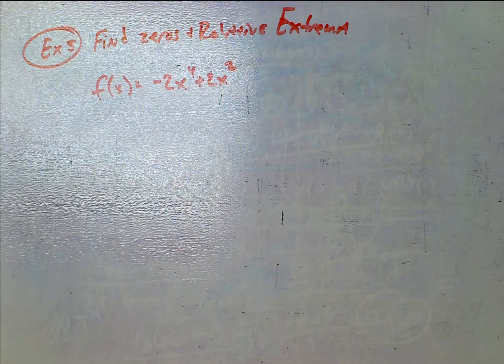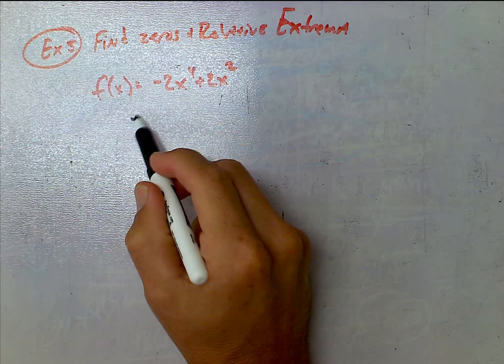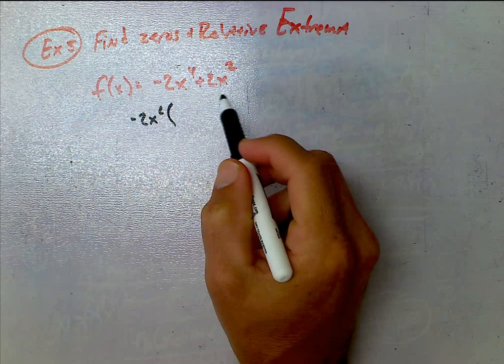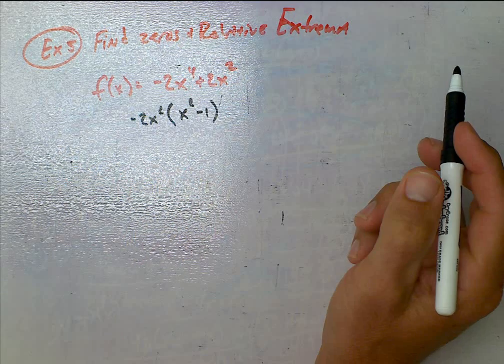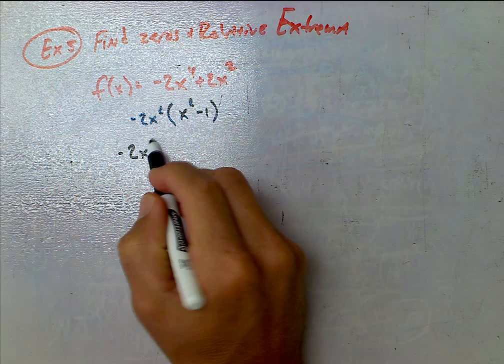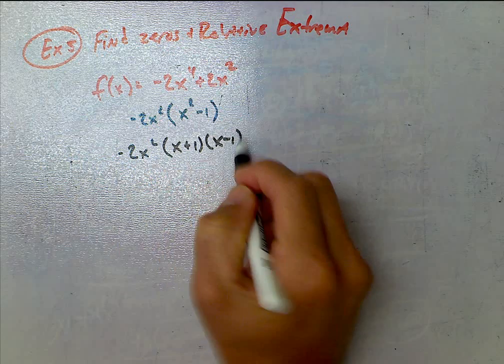In example 5, in 2.2, it says to find zeros and relative extrema. Again, it's like example 4, to help us find zeros, we're going to factor it if we can. Common factor here, it looks like I'm going to take out is negative 2x squared. That'll leave me with x squared minus 1. And then negative 2x squared times (x squared minus 1) factors to (x plus 1)(x minus 1).